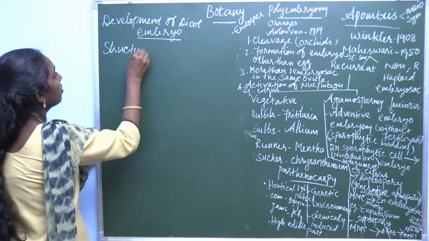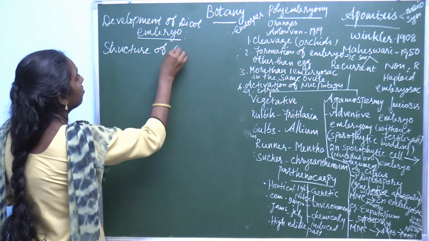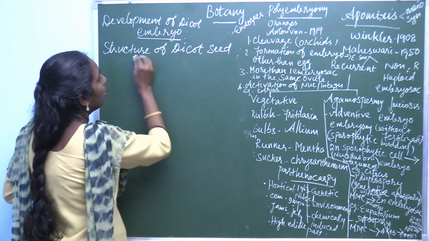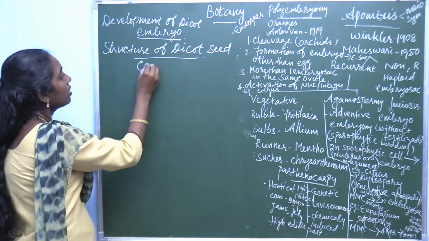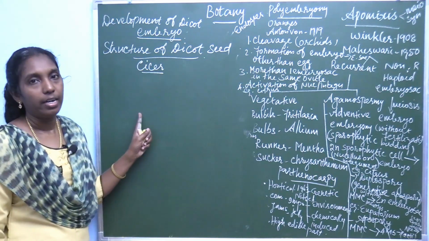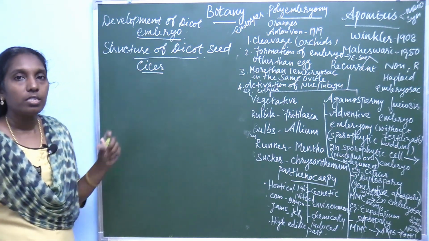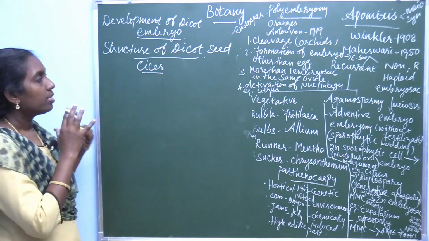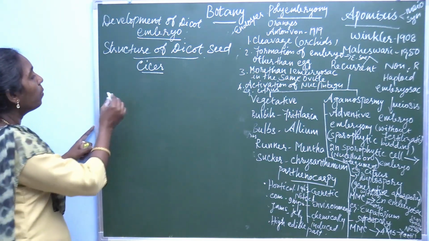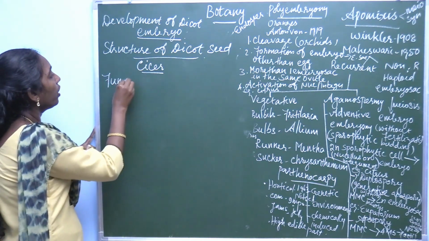Structure of dicot seed. The example of dicot seed is scissor. When you see the structure of dicot seed, the seed is attached to the fruit wall by a stalk called funiculus.